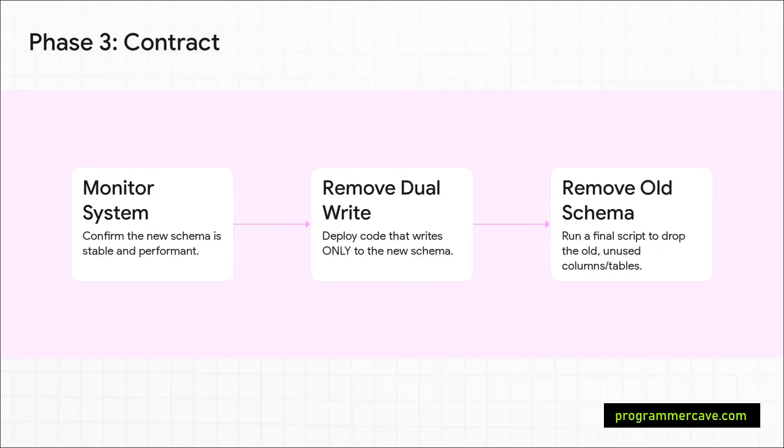And finally, after you've triple-checked your dashboards, you've let it run for a while, and you're absolutely positive everything is rock solid, then, and only then, do you move to the contract phase. You deploy one more piece of code that turns off the dual write. Now you're only writing to the new schema, and after that, you can finally run a script to drop those old tables and columns. It's methodical, it's incremental, and most importantly, it's safe.